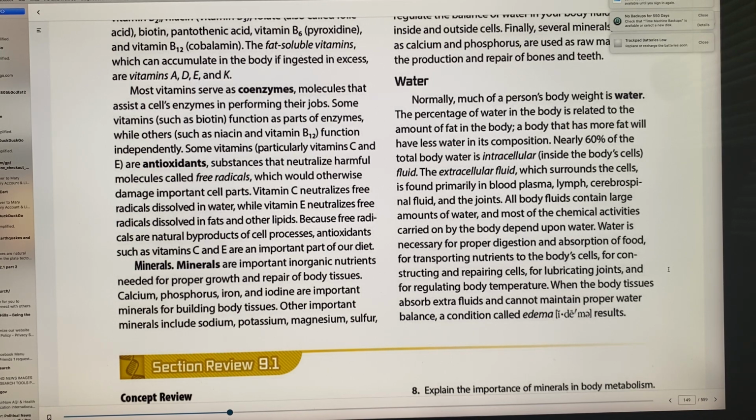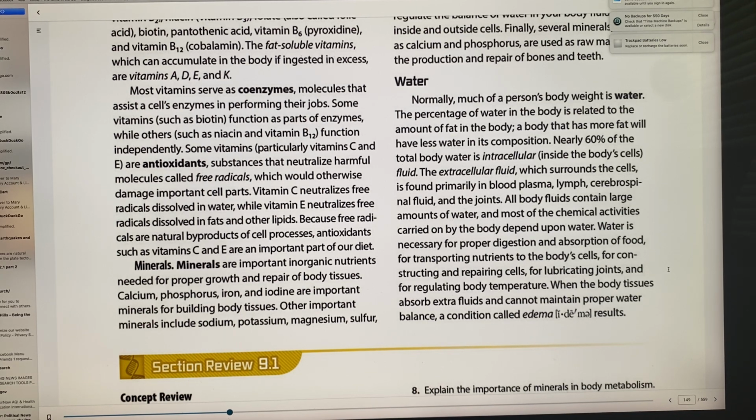Almost all of the chemical activities carried on in our body depend on some water. Water is necessary for digestion. We couldn't digest our foods without water. The absorption of our food, we couldn't absorb our food without water. And to transport nutrients to our blood cells. So basically, water going in our blood and through our body to other sections is transporting nutrients for construction and repair of our cells, for lubricating our joints, and for keeping our body temperature.